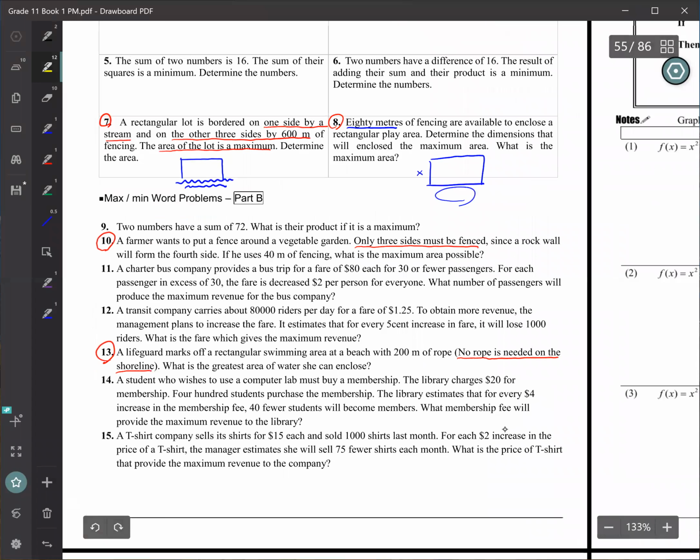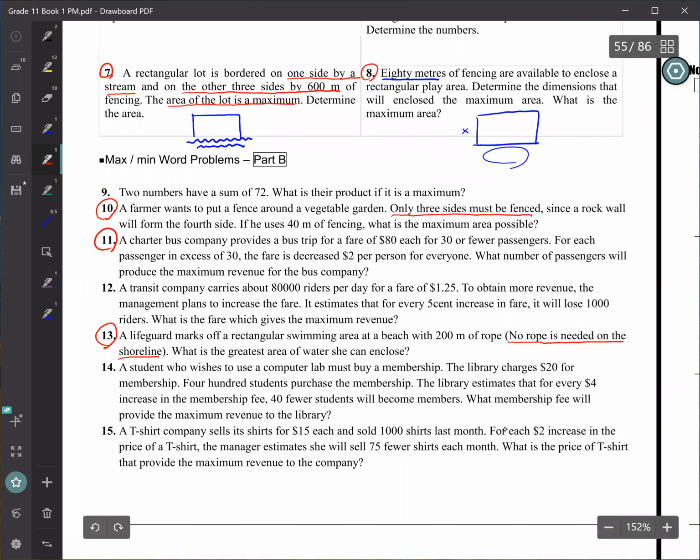The ones that I will be assigning will be like, let me see, question 11, right? This one is the bus company. It tells you that it will charge $80 per person, for each of the 30 people, if it's 30 people or fewer. Once you get more people coming to the bus, maybe this bus is taking you from Vancouver to Whistler, right?